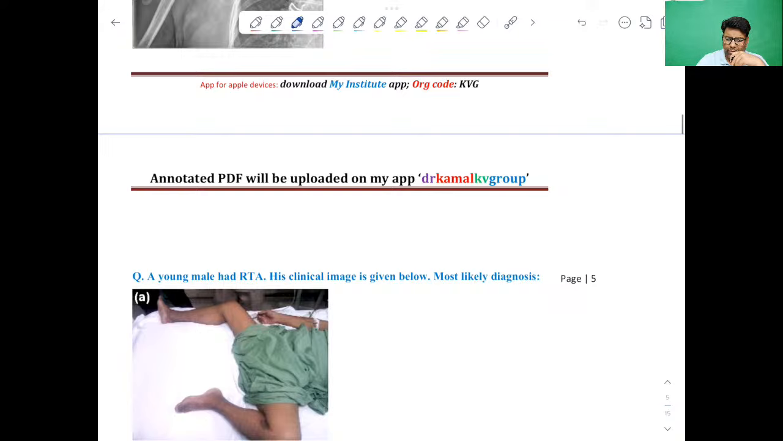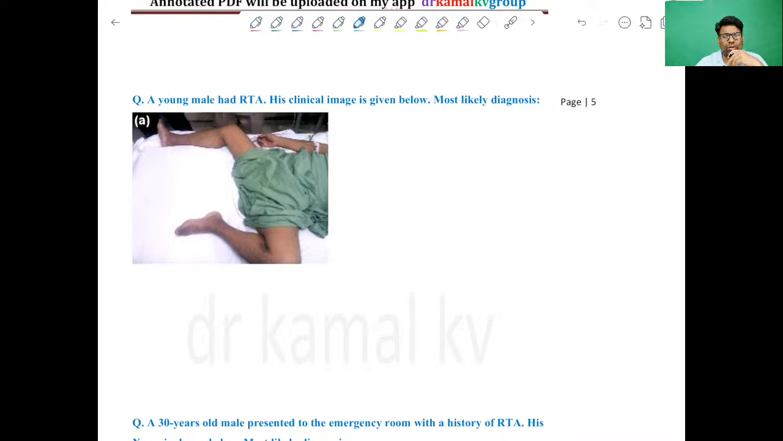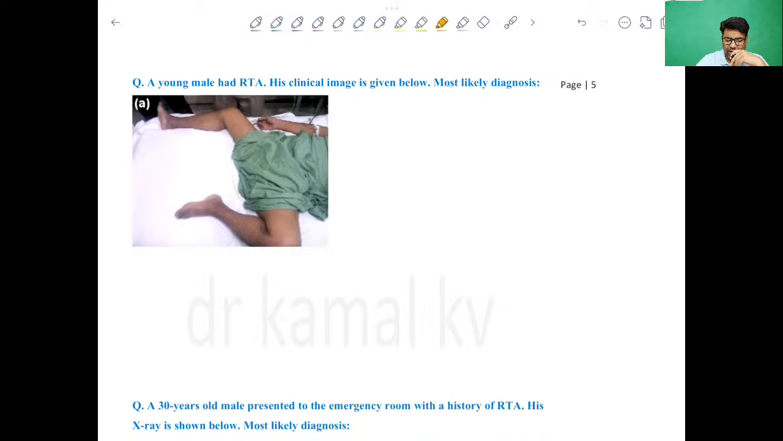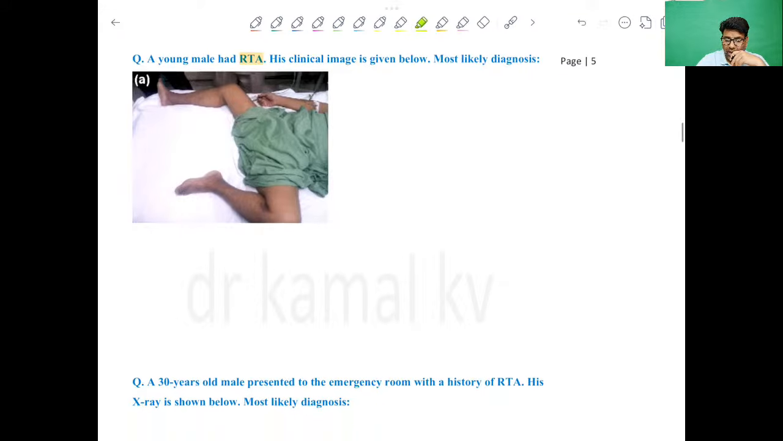Then now this is a very important topic, and every year and almost in every exam, whether it is FMGE, NEET PG, we have a question from this segment. And here there is a classical history of road traffic accident, and after that the clinical picture is shown here. And what we can see here in the picture?